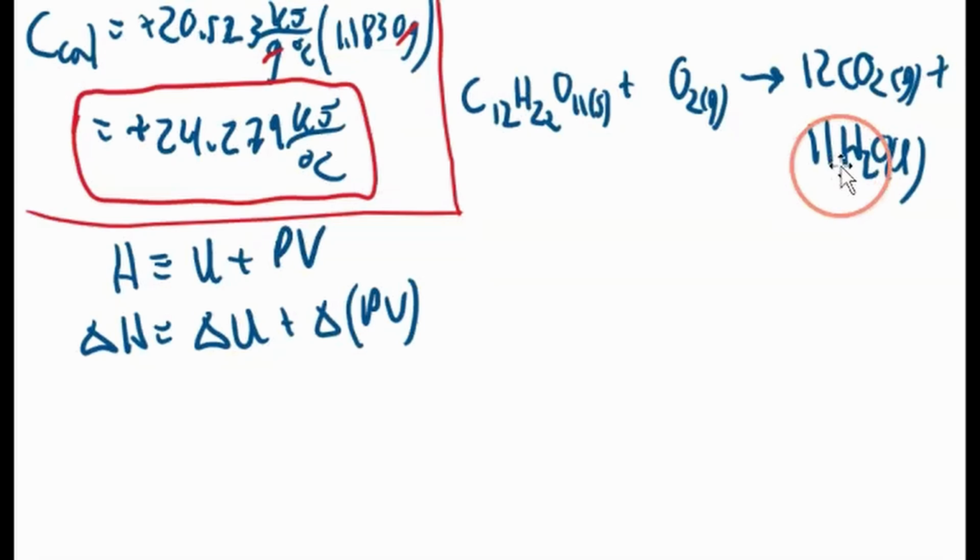Okay, so we balance the hydrogens, and now we need to balance the oxygens. 24 oxygens, 24 plus 11, so 35, 35 minus 11, we're back to 24. So we have 24, and so this has to be a 12 here.